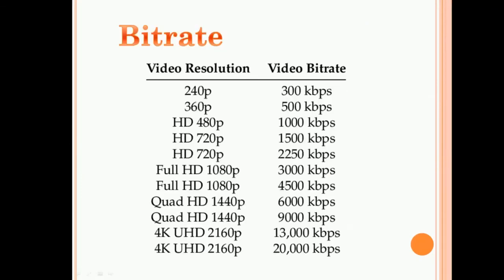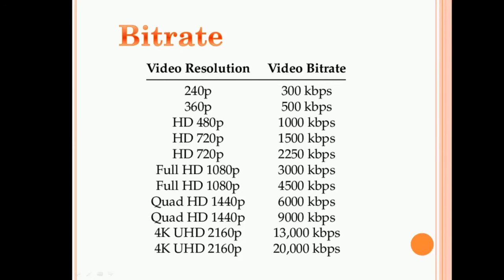Next we are going to see bitrate. You see, in your cell phones, if you are watching YouTube, you can choose the video resolution. You can choose 240 pixels or 360 pixels or 720 pixels. According to your usage of video resolution, your internet data will decrease. If you use 240 pixels, your video bitrate will be 300 kilobits per second, so your internet loss will be 300 kilobits per second.